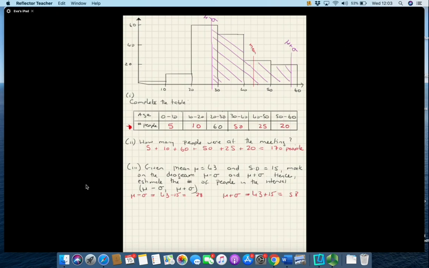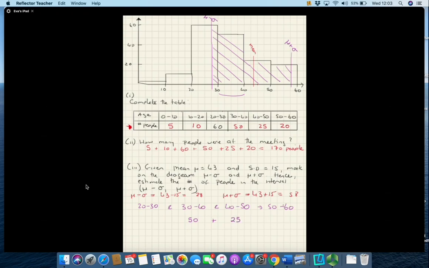Well, the first thing I would write down is between 30 and 40. So we have 20 to 30, we cross over a bit of that interval, and we cross over a bit of the 30 to 40 interval. We cross over a bit of the 40 to 50 interval, and a bit of the 50 to 60 interval. So I have the entire 30 to 40 interval, so I have those full 50 people. I have the entire 40 to 50 interval, so I have those full 25 people.